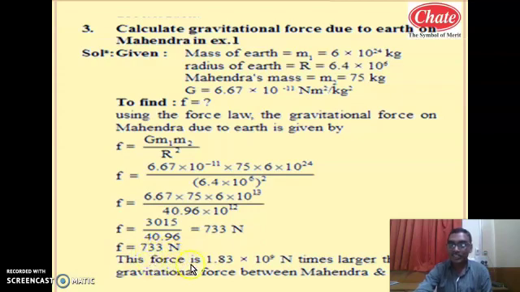This force is very large, 1.83 into 10 raised to 9 times larger than what we calculated in the first problem, the force between Mahendra and Virat. How can it be calculated? Just by taking the ratio of 733 divided by the earlier force value in problem number 1. The ratio will be 1.83 into 10 raised to 9. So this force is quite large.